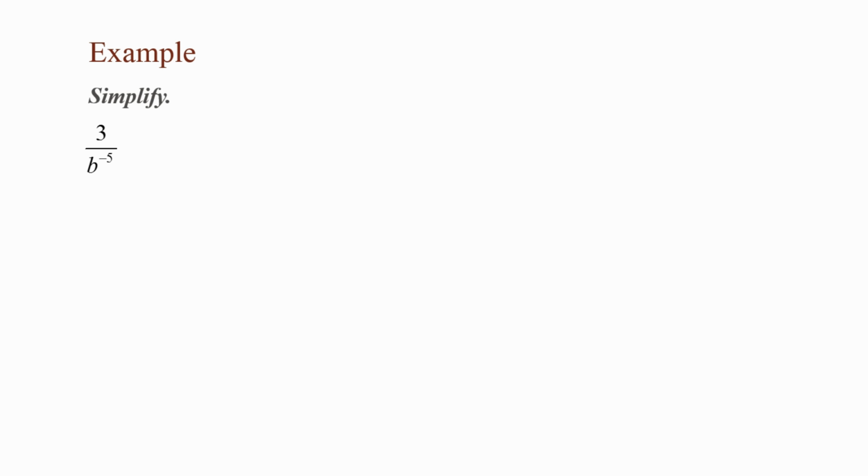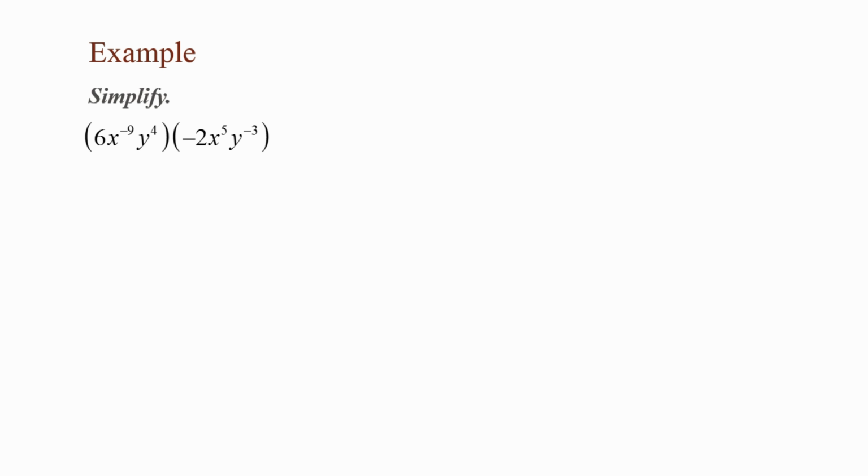In this example, simplify 3 divided by b to the negative 5. The 3 has a positive exponent, so I don't move it. B to the negative 5, I've got a negative exponent, so I move it from the bottom to the top, b to the 5th. So my final answer is 3 times b to the 5th.